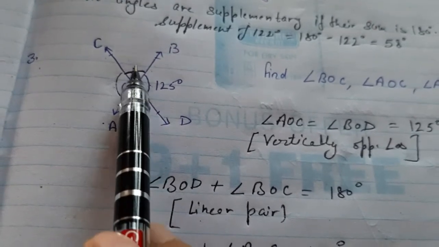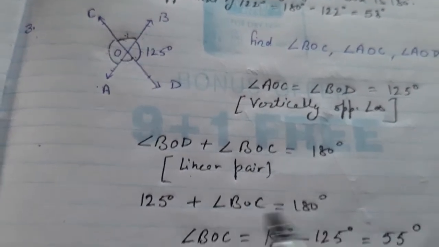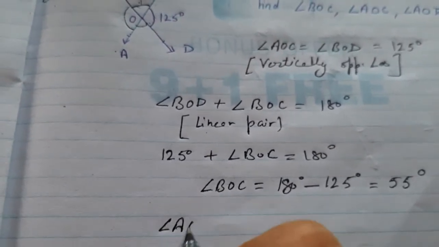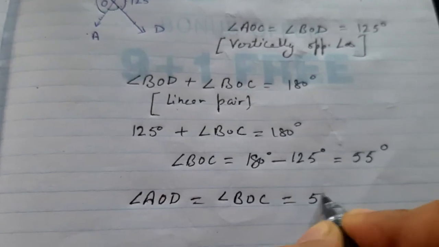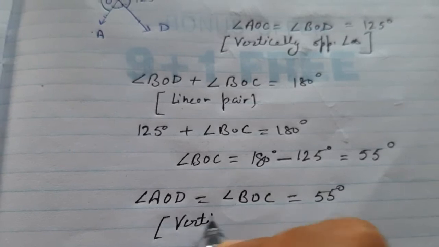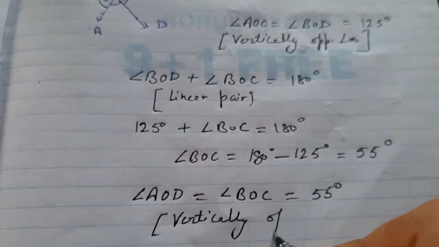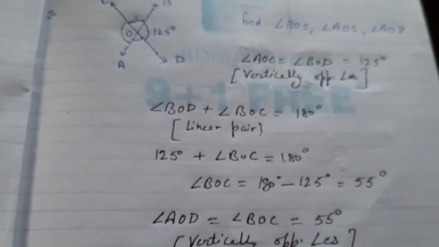Now see, this angle and this angle are both vertically opposite. So we can write angle AOD is equal to angle BOC, which is equal to 55 degrees. Again the same reason, vertically opposite angles. So this way we can find it out.